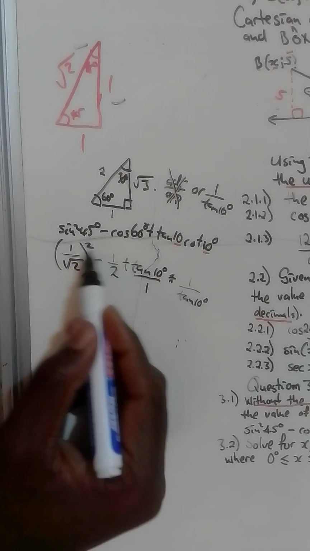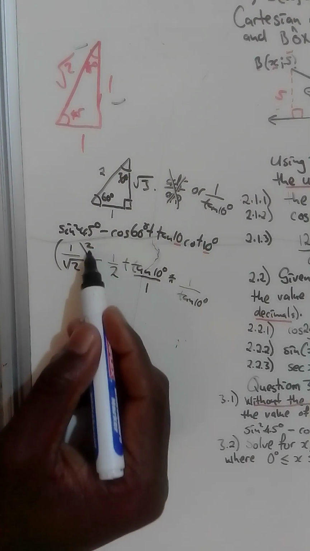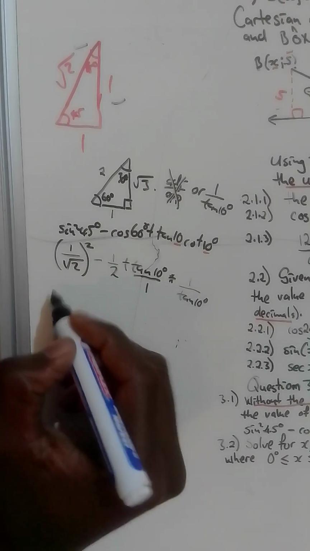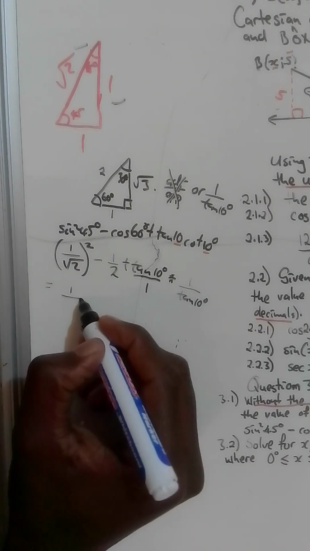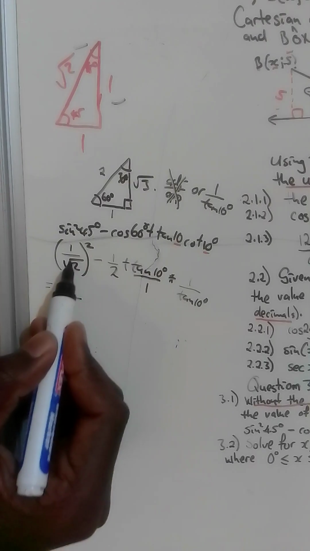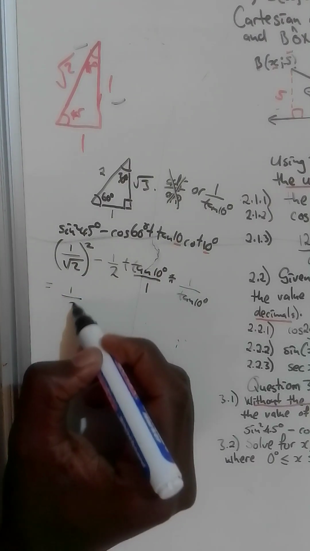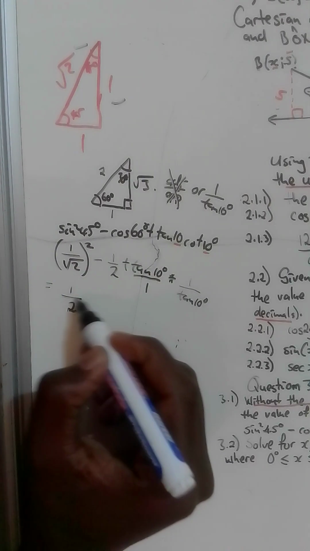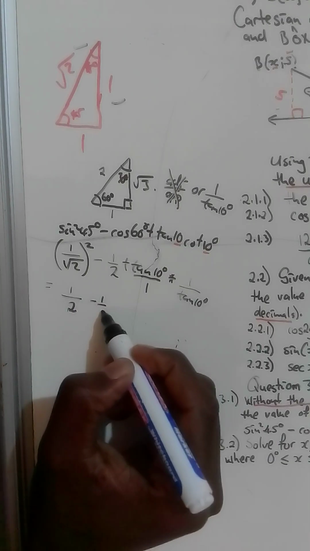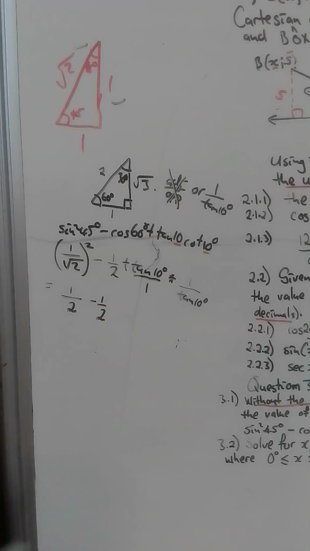Now here I've got what? I'm going to use my laws of exponents. I've got 1 over square root of 2. So 1 squared gives me 1. So I say is equal to 1 over, and then this square cancels out the square root. So I'm left with 2 here. So I've got now 1 over 2 minus 1 over 2.